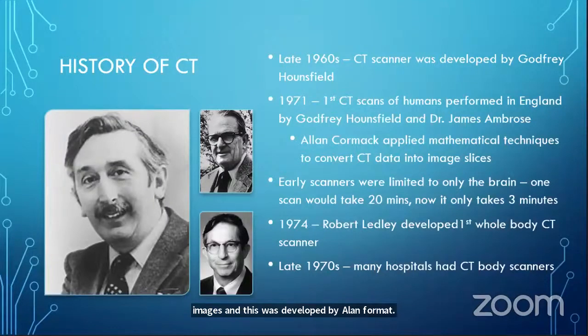The early scanners that were used in the early 70s were only limited to the brain, and these scans would take about 20 minutes. Now we can do these scans in about 3 minutes, so that's quite a significant drop in the time that it takes to do the scans. In 1974, Robert Ledley developed the first whole body CT scanner. By the late 70s, many hospitals had CT body scanners.